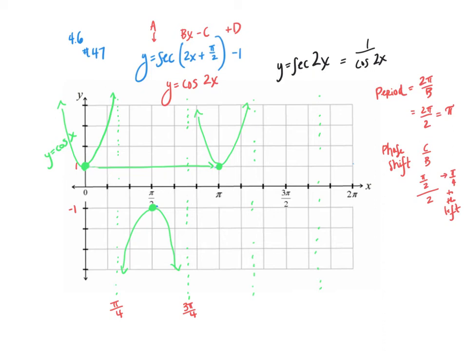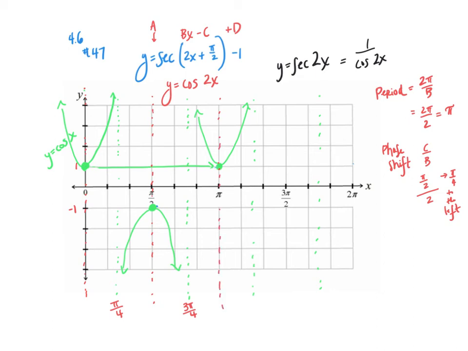So now we're going to shift it to the left pi over 4. So notice where your asymptotes are. They're at pi over 4. They're at 3 pi over 4. So what we're going to do, I'm going to make these in red, and I'm going to shift them pi over 4 units. So these red asymptotes are shifting pi over 4 units.